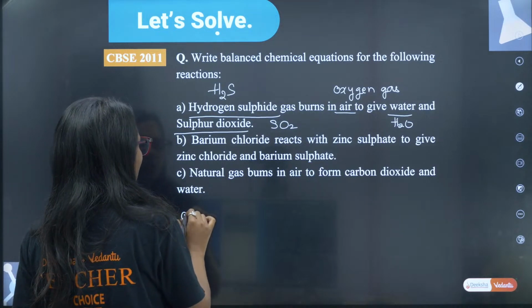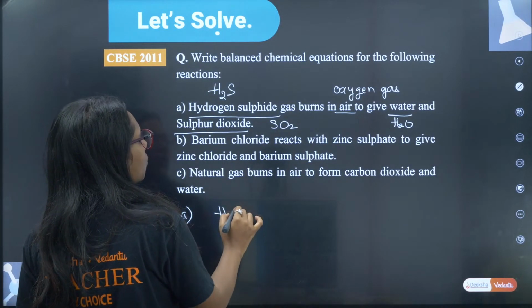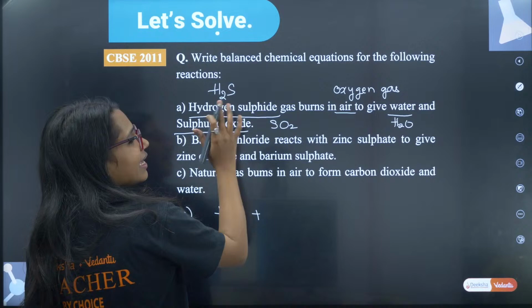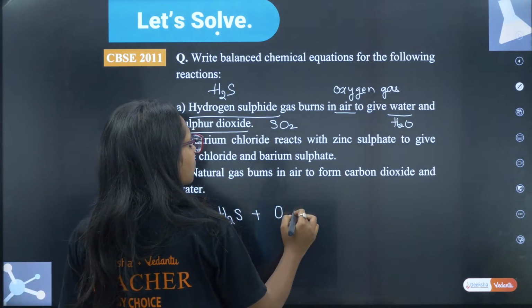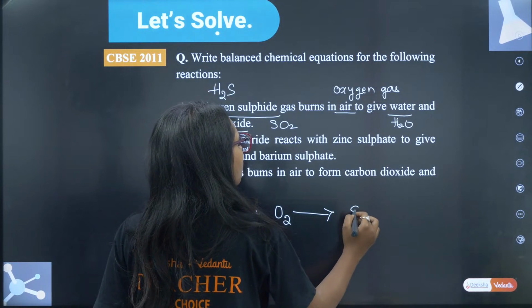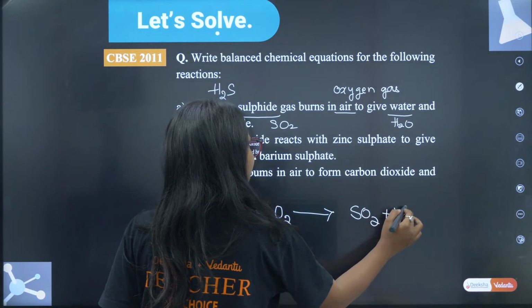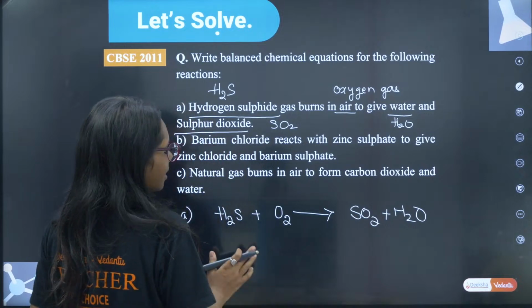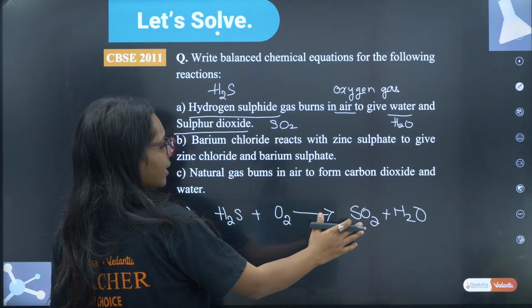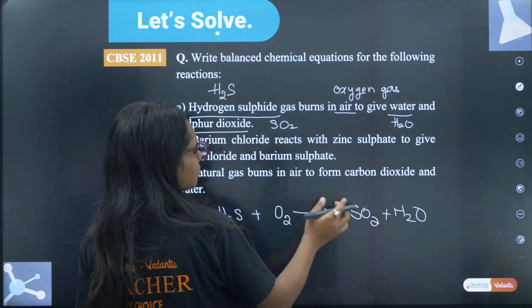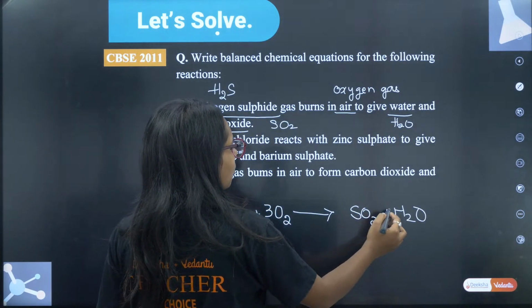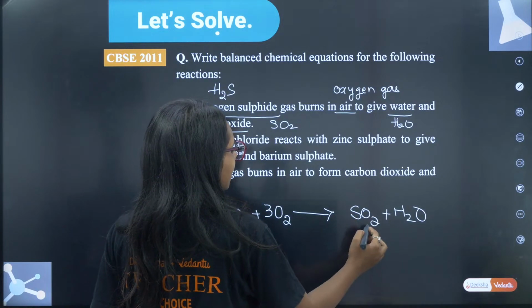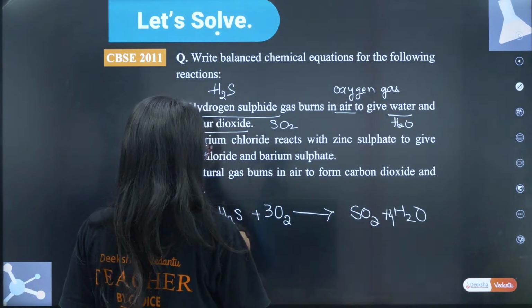So for the first one, it is H2S. The sulfide gas burns, which means H2S is reacting with O2 gas to give you SO2 plus water. Is this a balanced reaction? This side 1 S, this side 1 S, this side 2 oxygen, this side 3 oxygen. So what should I do? 3 O2, and 3 to the 6, 2 and 4.